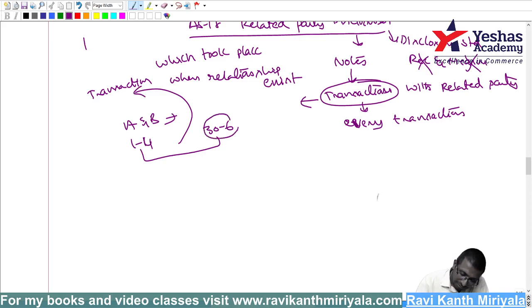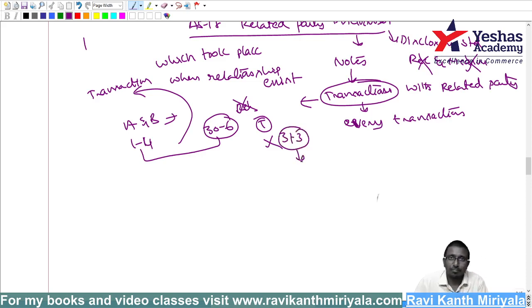After 30th June no relationship is there. But there is a transaction. This transaction you don't need to disclose in the notes to accounts. A transaction which occurred when there is a relationship must be disclosed. When the relationship is not there, let the transaction be there, I am not going to disclose it. On 31st March, relationship is not necessary. When they were related, did the transaction take place? Yes, then disclose it. But on 31st March they are not related, so you don't need to bother about it.